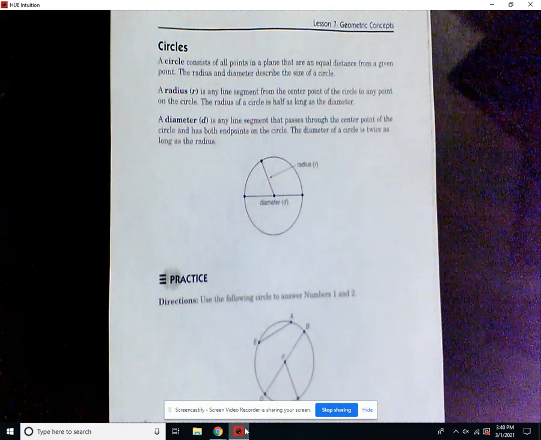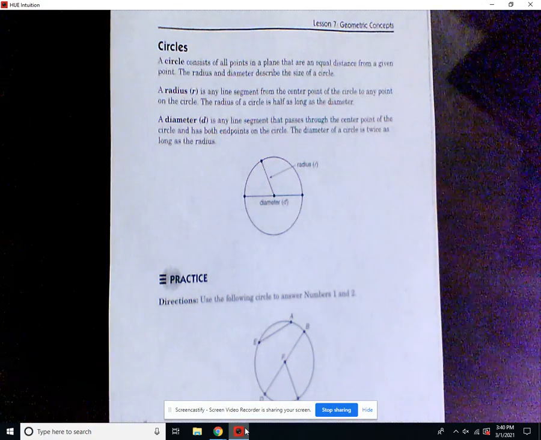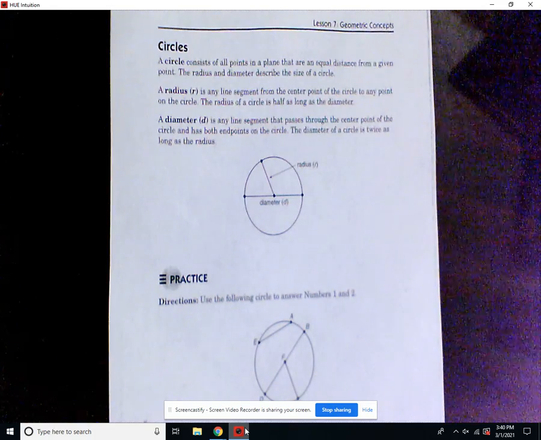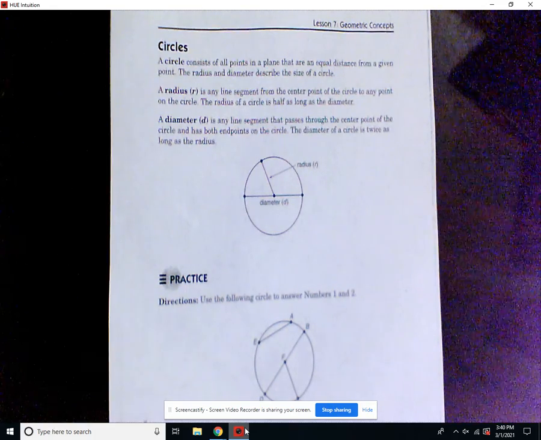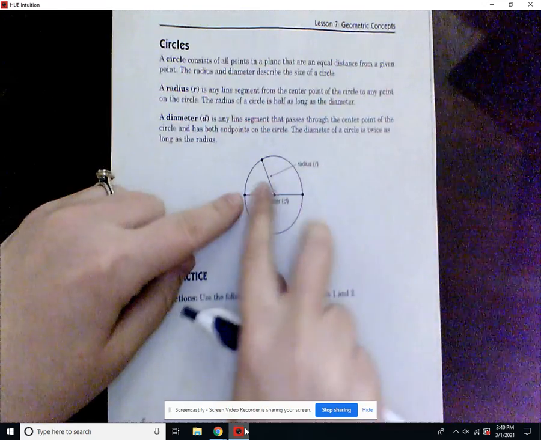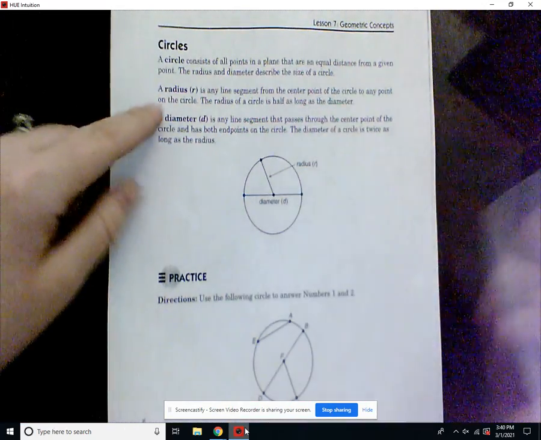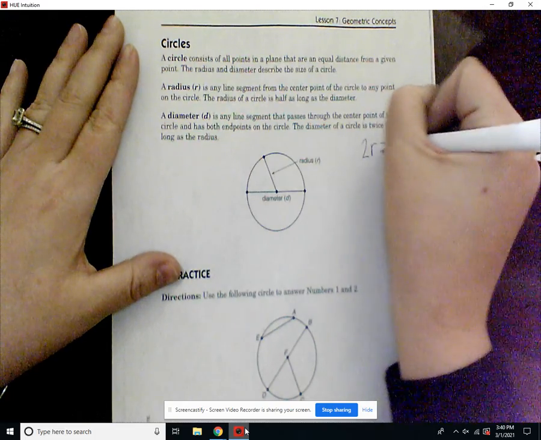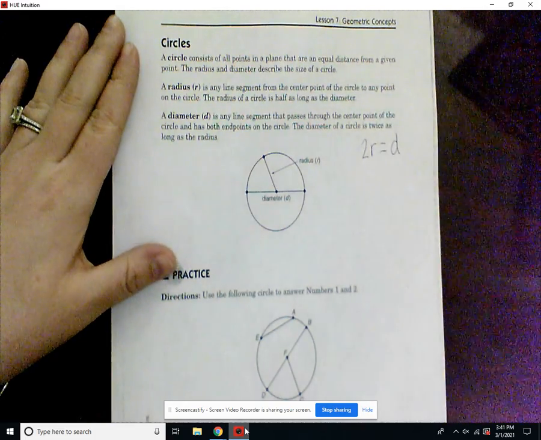A diameter is any line segment that passes through the center point of the circle, and it has both endpoints on the circle. The diameter of the circle is twice as long as the radius. So the diameter goes all the way across. So two radiuses will make a diameter.